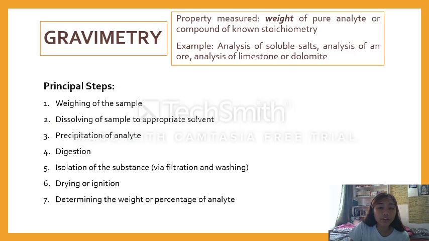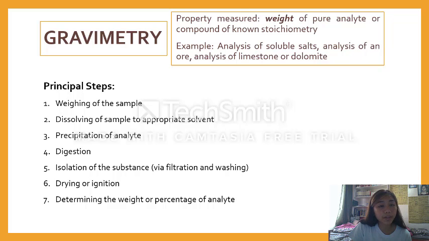So for gravimetry or gravimetric method of analysis, the property measured is actually the weight of pure analyte or compound of known stoichiometry. So the weight of the pure analyte. An example of which is the analysis of soluble salts. I think this is what we encountered and experimented on in our analytical chem lab. And another example is the analysis of an ore in the mining industries. And lastly, analysis of limestone or dolomite.